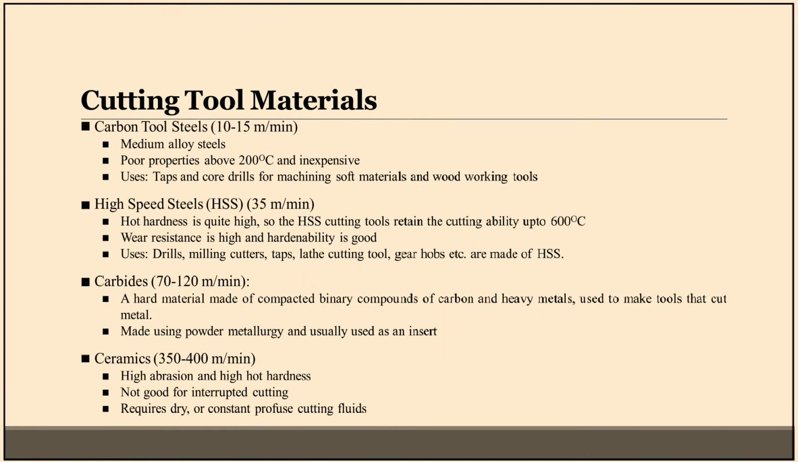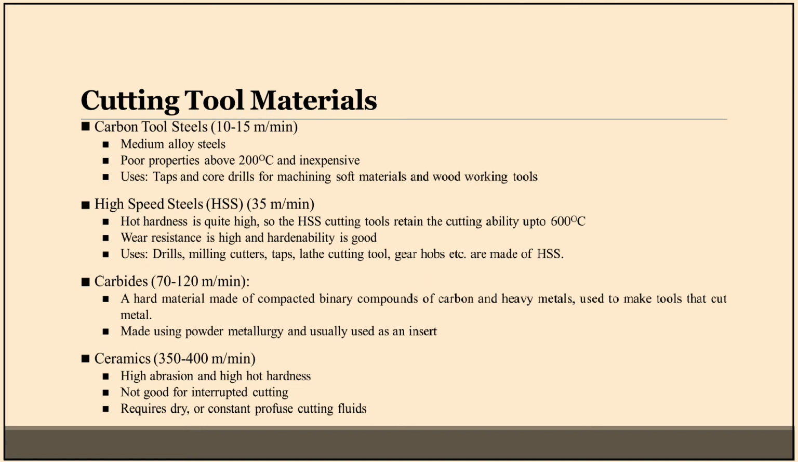Cutting tool materials. First one, carbon tool steels, 10 to 15 meters per minute. Medium alloy steels, poor properties above 200 degrees Celsius, and inexpensive. Uses: taps and core drills for machining soft materials, and woodworking tools.